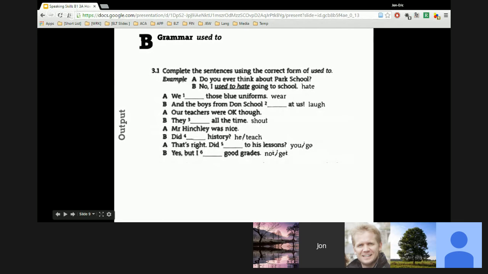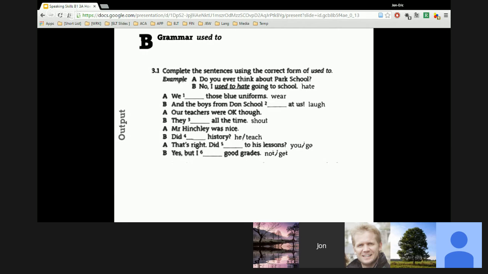Okay, Anna, I want you to read A. David, I want you to read B. And all you need to do is use used to or don't use used to. We blank those blue uniforms. Where? Okay, your keyword is where. We used to wear those blue uniforms. Sounds okay so far. David, what do you think?